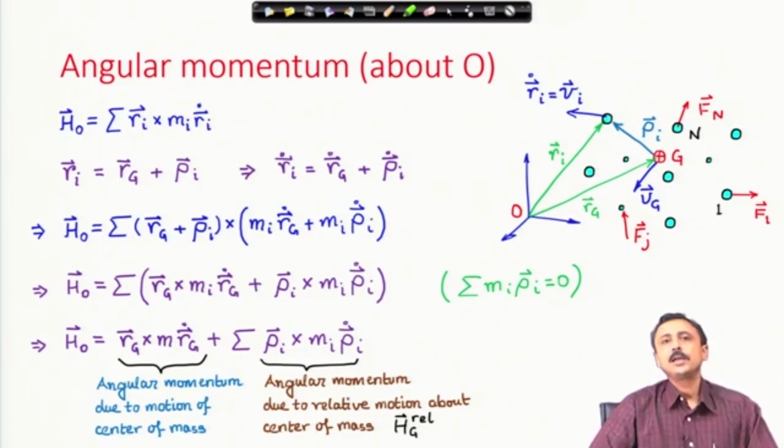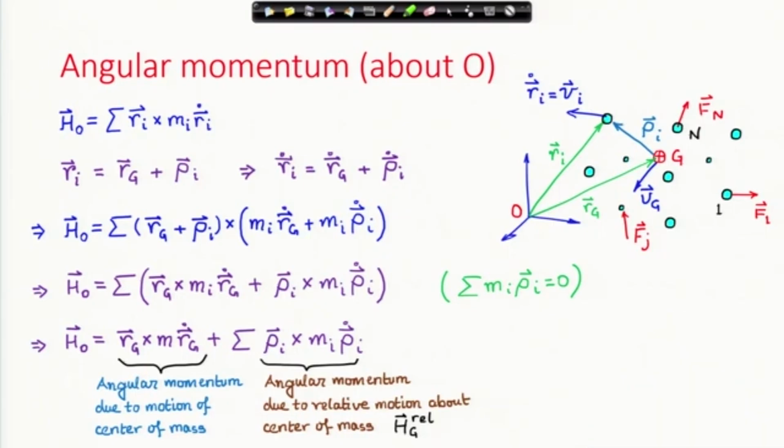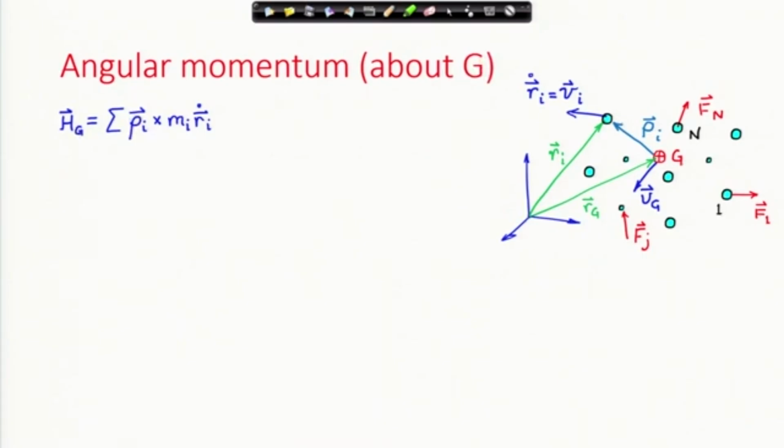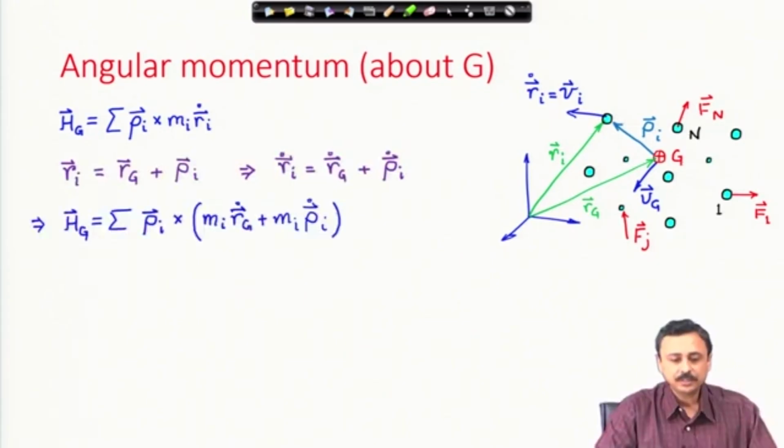Therefore, the total angular momentum of this system of particles about O is the angular momentum because of the motion of the center of mass with the whole mass concentrated at the center of mass at G, plus the angular momentum because of the motion of individual particles about the center of mass. So, two terms contribute to the total angular momentum. So, this is our expression of angular momentum about O, and we have been using these expressions.